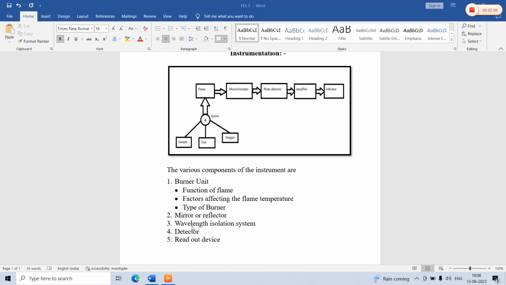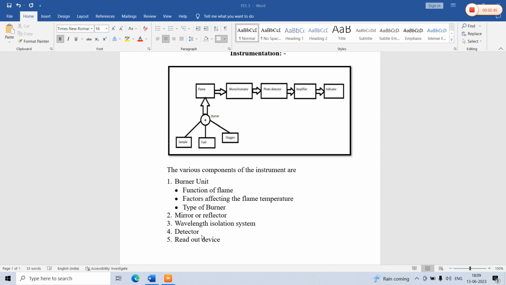The next one is the wavelength isolation system. In that system, a prism or diffraction grating is used for that purpose. The next one is the detector. Generally, a photomultiplier tube is used as the detector in flame emission spectroscopy or flame photometry. The last one is the readout device, where amplifier plus indicator constitutes the readout device.